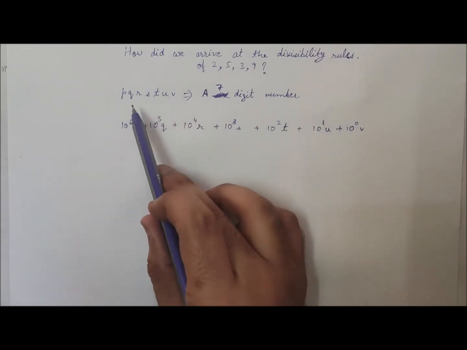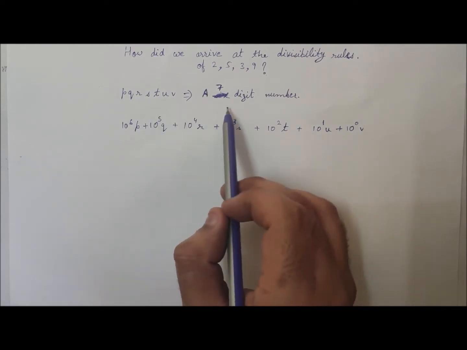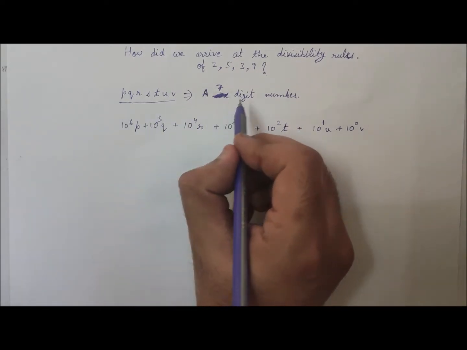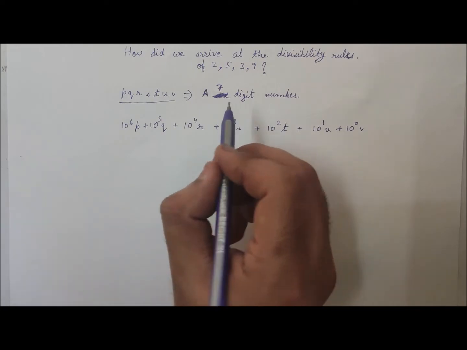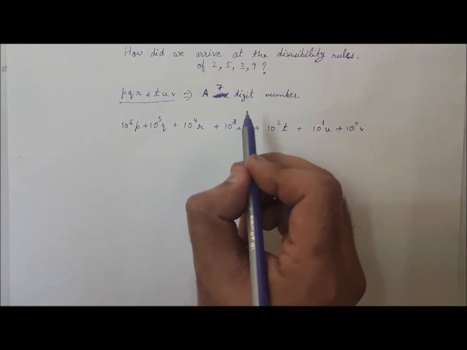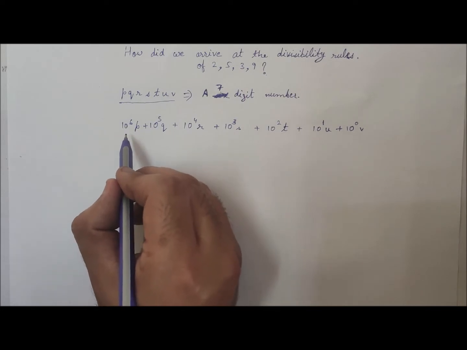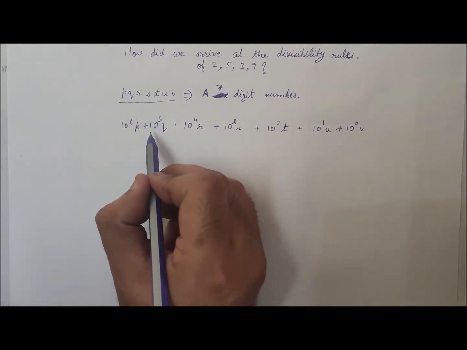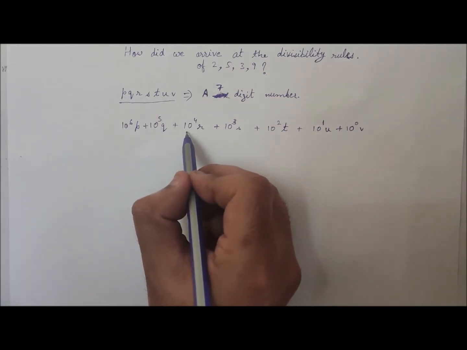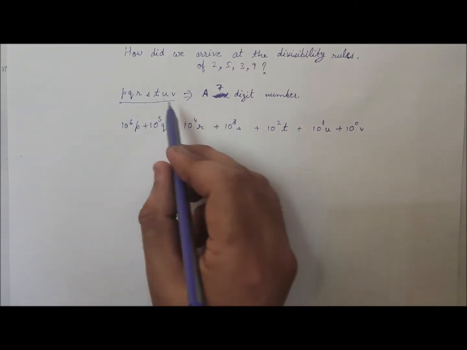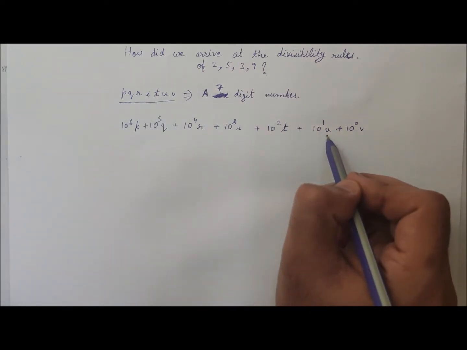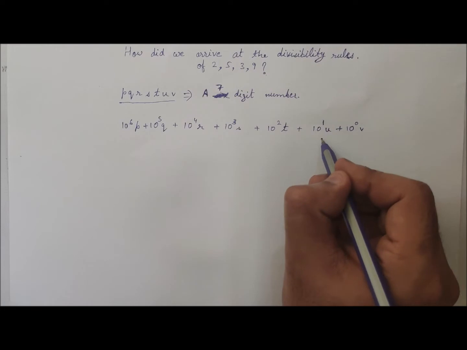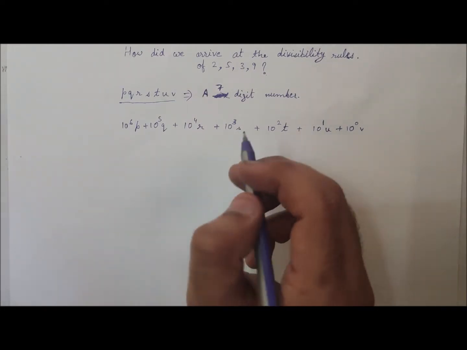For that reason, I have assumed PQRSTUV a 7-digit number. Keep in mind that these P to V represent the 7 digits of a number. Since we follow a base system of 10, I have written it down as 10 to the power 6 into P, plus 10 to the power 5 Q, plus 10 to the power 4 R, plus 10 cube S, plus 10 square T, plus 10 to the power 1 U, plus 10 to the power 0 V, since this represents the units, tens, hundreds, and so on positions of the number.